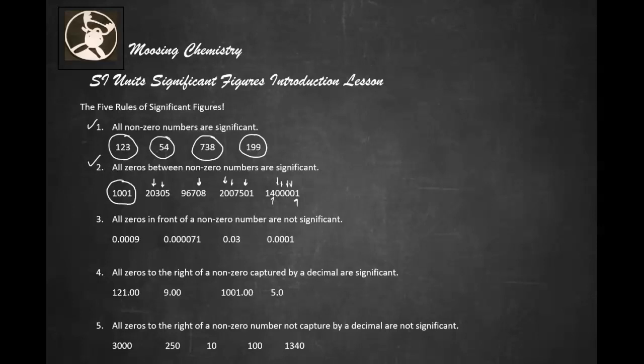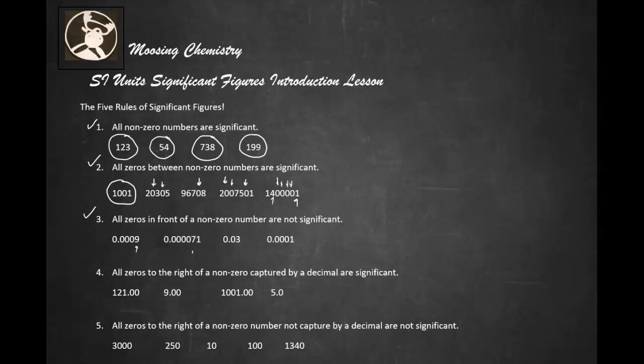Rule number 3: all zeros in front of a non-zero number are not significant. So the only significant digit that we have here is the 9. These zeros are in front of the 9, therefore they're not significant.